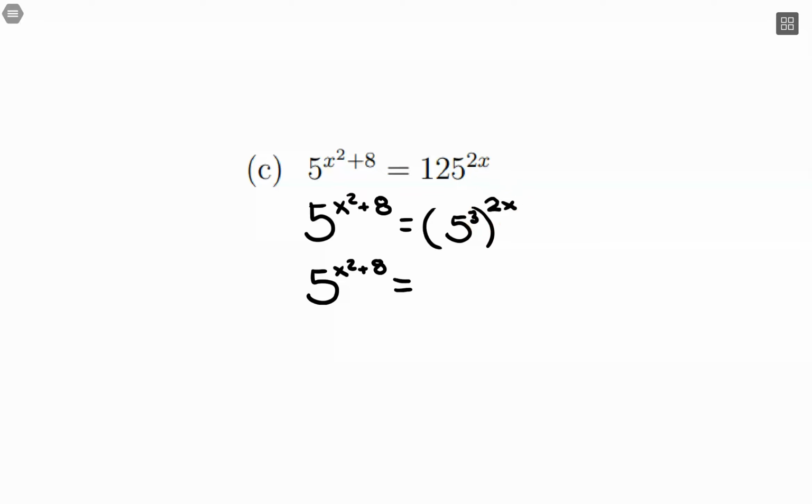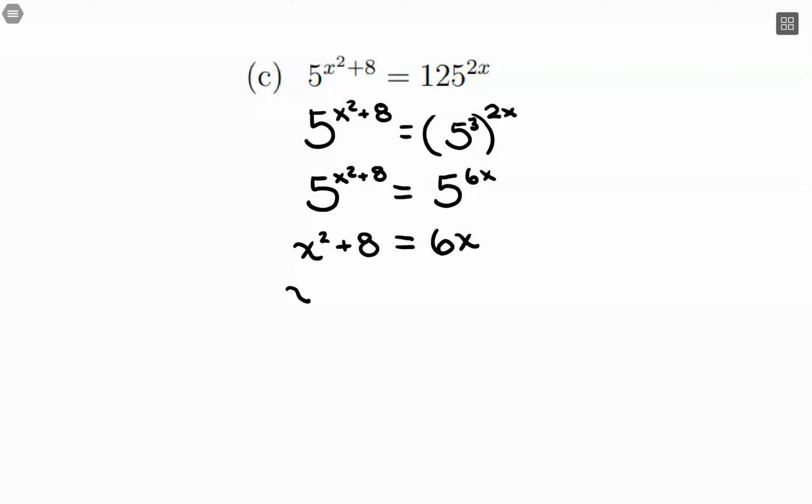So in this video, we're going to get some exponent rules practice again, like we reviewed at the beginning of the term. So 3 times 2x is 6x. So this is the same thing as 5 to the power of 6x. All right, so now what we have is base 5, but with these different exponents, and we want those exponents to be equal to each other. So what we can do is take that exponent of x squared plus 8, and we want to see where that equals 6x. This is quadratic, so I'm going to subtract 6x from both sides of the equation.